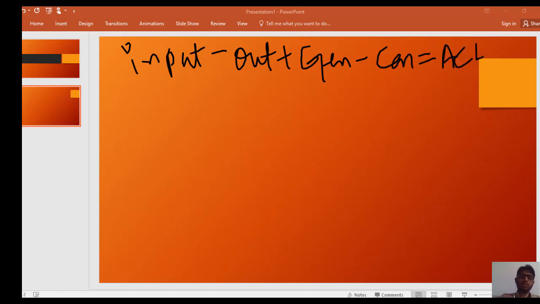Energy input to the system minus energy output from the system plus energy generation in the system minus energy consumption in the system is equal to energy accumulated in the system. In this case we will not use the steady state approach, but we will use the transient, so this term will not be equal to 0.